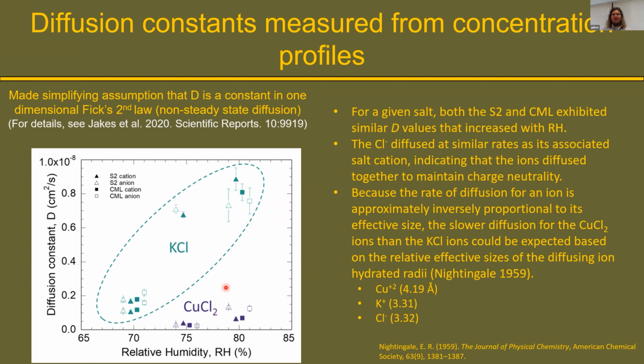So a couple things we learned here is that, for a given salt, both the S2 and the compound middle lamella diffuse at similar rates. Also for a given salt, both the cation and anion diffused at the same rates. So this is telling us that these ions are diffusing through the cell wall and maintaining charge neutrality. And also the copper chloride is a bigger complex than the potassium chloride. So that helps explain why we get two different diffusion constants. So there's also a size effect, as would be expected.